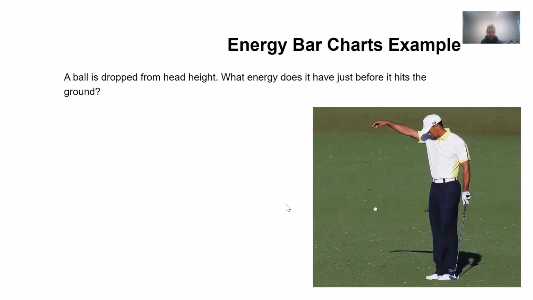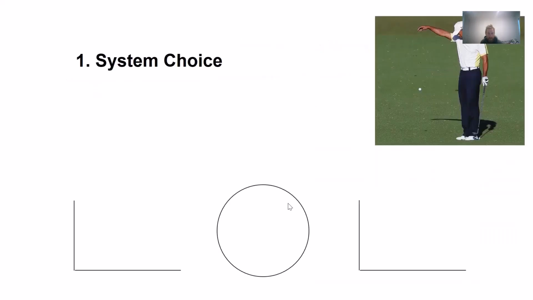Let's say we've got an example here of Tiger Woods dropping a golf ball from head height. What energy does it have just before it hits the ground? So we'll go through all of these things. The first thing was to choose a system. The system in this case I'm going to choose is the ball and the earth. I'm not going to choose Tiger as part of the system.